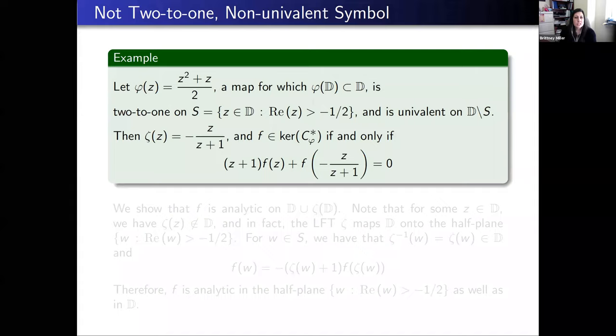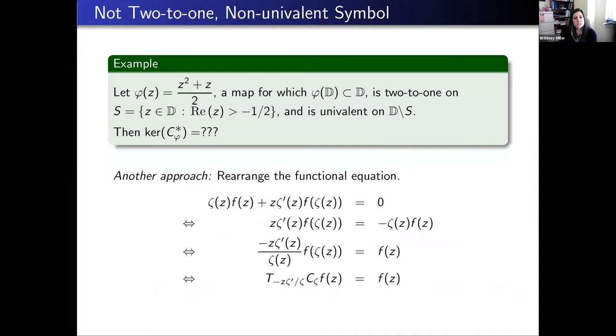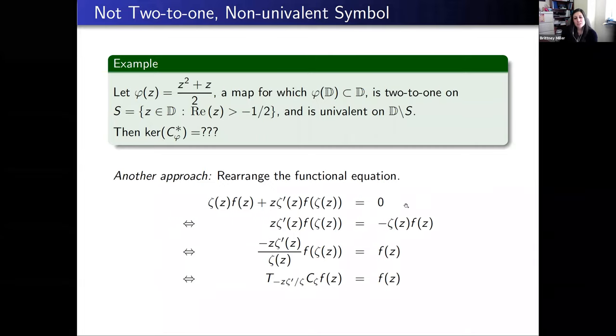Here I've given an example of a symbol that's not 2-to-1, but also not univalent on the disk. And this is a little more unclear. We haven't entirely written down what the kernel of C phi star looks like, other than knowing that if f is in the kernel, then it has to satisfy this functional equation. But my students, because they weren't too advanced in their mathematical careers at that point, looked at this problem in a few different ways. They turned this functional equation into an eigenvalue, eigenfunction equation with a Toeplitz operator and then a composition operator.